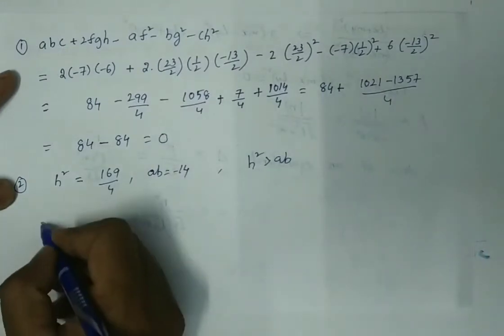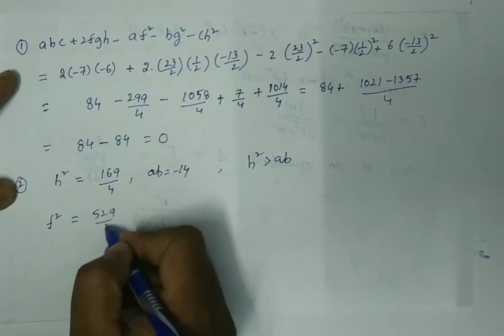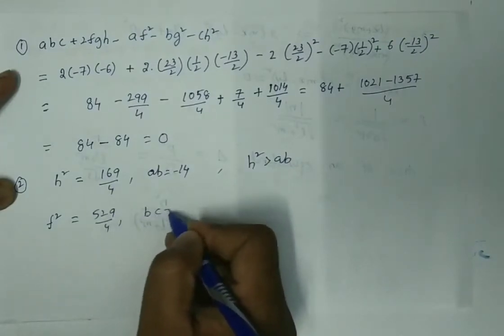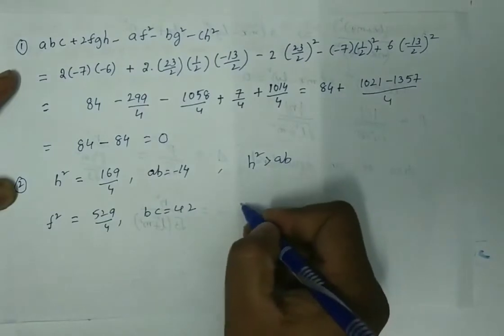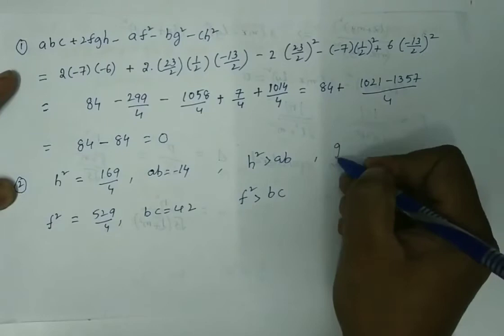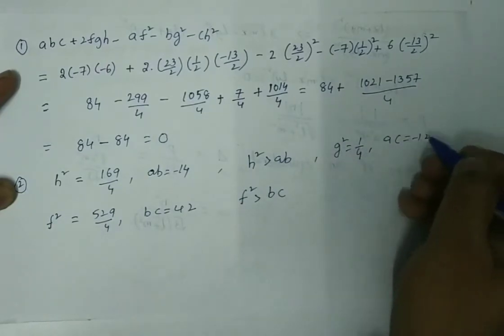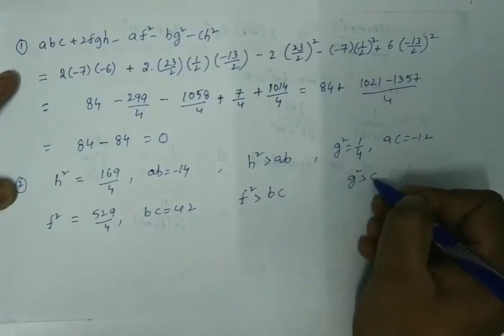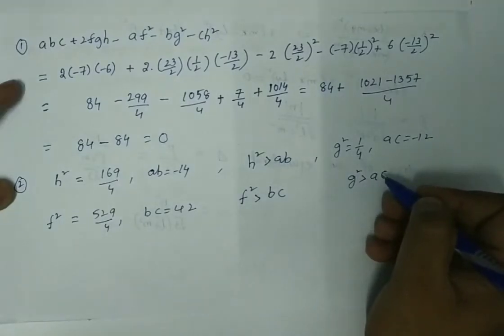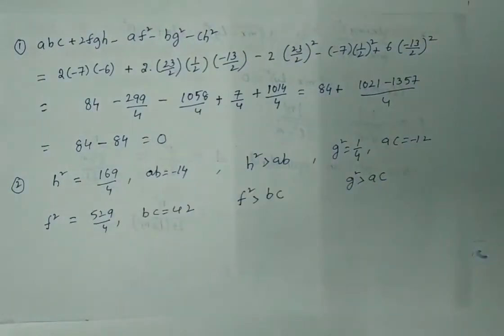Similarly, we find f square. f square is nothing but 529 by 4. bc is nothing but 42. Therefore, f square is greater than bc. Similarly, g square is nothing but 1 by 4. ac is nothing but minus 12. Therefore, g square is greater than ac. Therefore, the given equation represents a pair of straight lines because condition 1 and the other conditions are true.